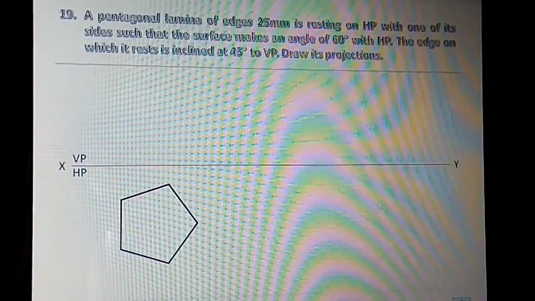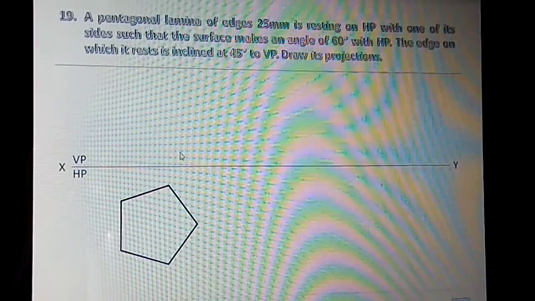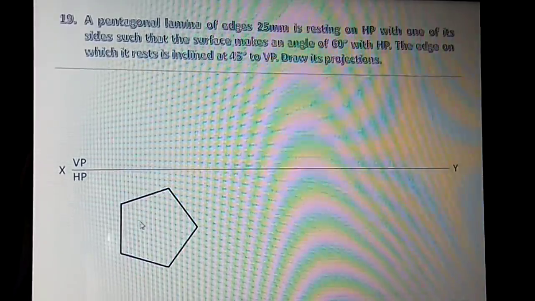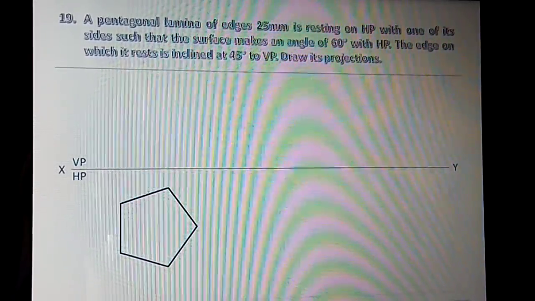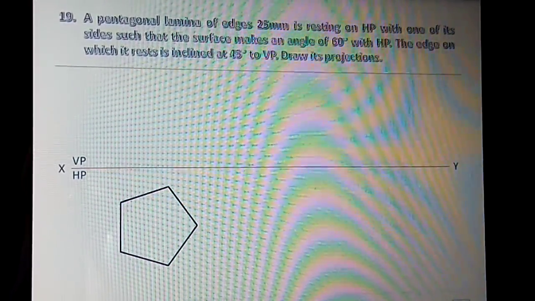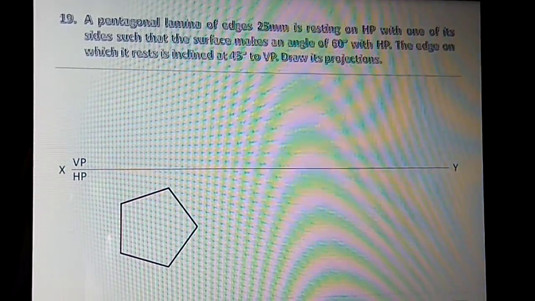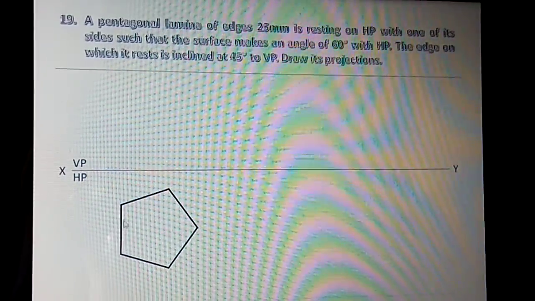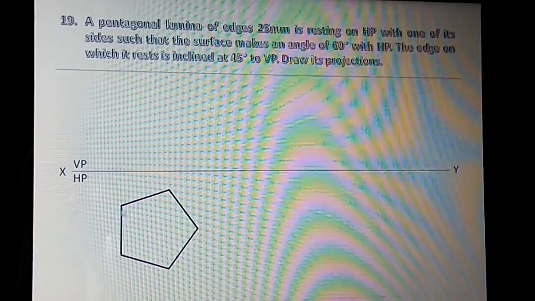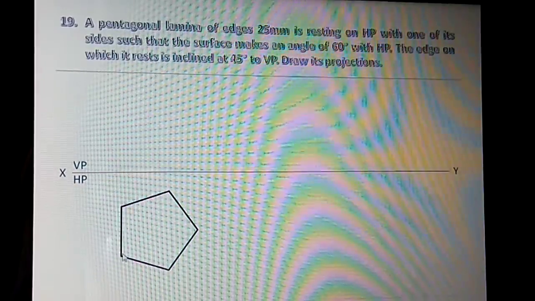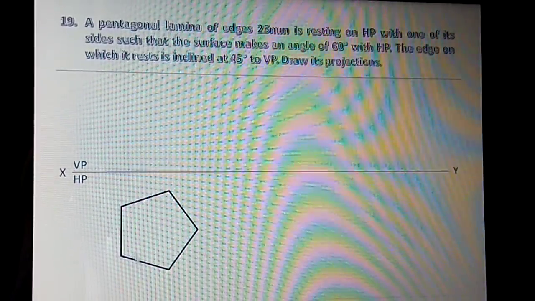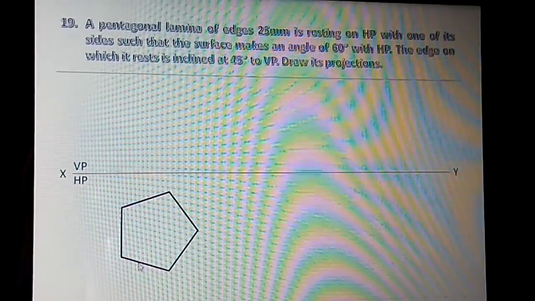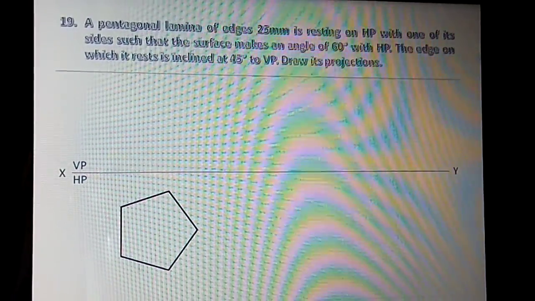First we are going to draw this vertical edge. We draw it vertically to the XY line, on HP, because that is the edge resting on HP. This length is 25 mm. Considering the upper end or lower end of this vertical line, you maintain an included angle of 108 degrees and take the same length of 25 mm to draw the second side.